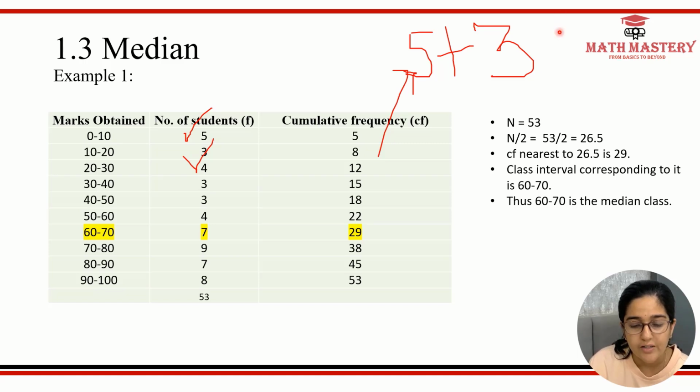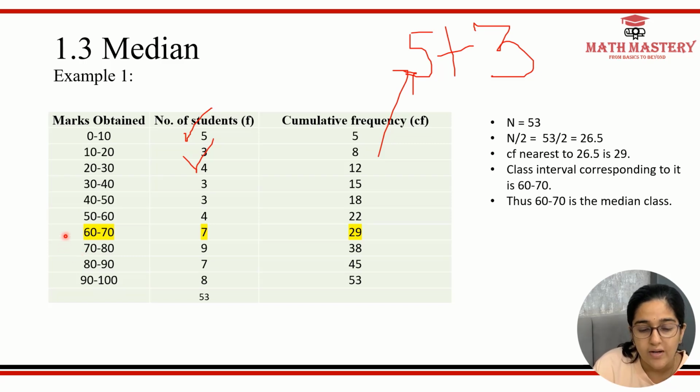Now how to identify the median class? n divided by 2 is equal to 53 divided by 2, which is equal to 26.5. The cumulative frequency equal to or nearest to 26.5 is 29. You have to find the cumulative frequency either equal to 26.5 or greater than 26.5, so that is equal to 29. So this 60 to 70 will be the median class interval.